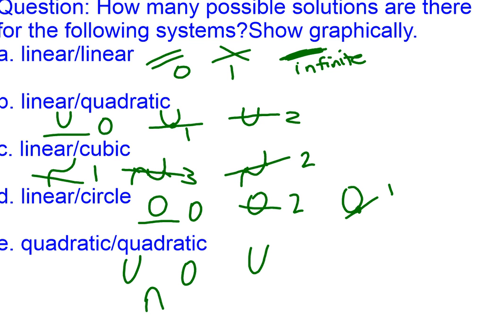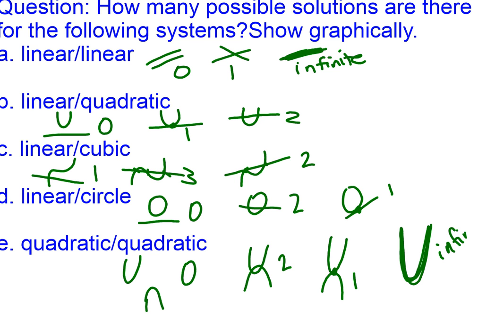A quadratic like this and a quadratic like that has 2. If they touch exactly there, they could have 1. And since quadratics are the same type of function, they could also be the same quadratic, one a multiple of the other, and have an infinite number of solutions. Did I miss anything, do you think? Did I miss anything as I went through that?